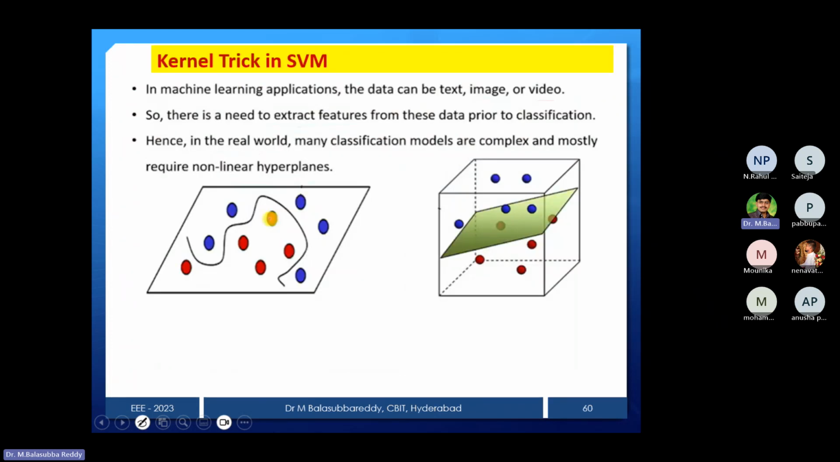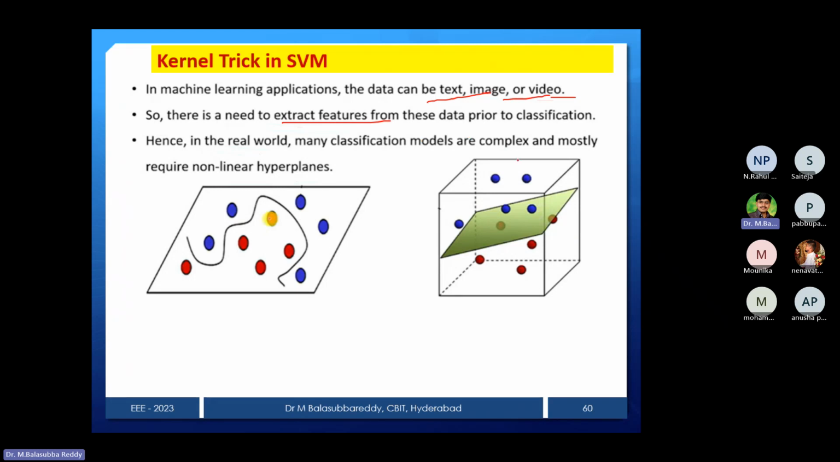Now we'll move on to kernel tricks in support vector machine. In some cases the data, which I will let you know in the next slide, may be text or image or video. So this type of data will be there, and there is a need to extract features from this data prior to classification.